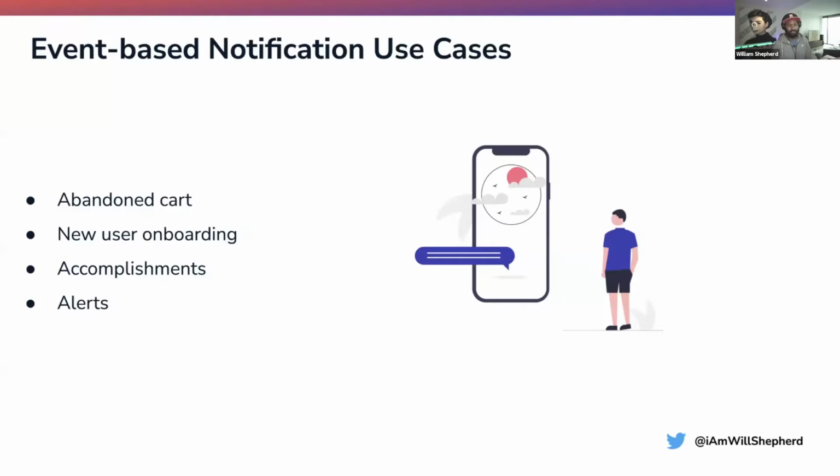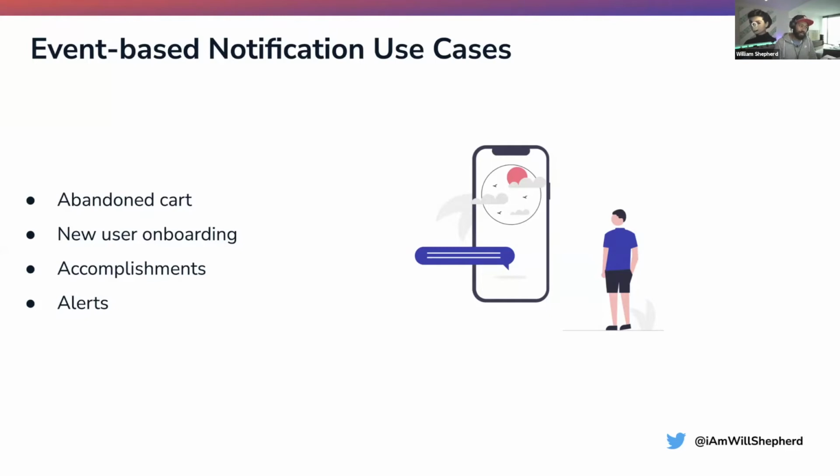So what are some of the use cases? The most popular use case is likely going to be the abandoned cart use case, and that's where a person has put some items in their shopping cart. Maybe they go off to another page, and then you want to make sure that they actually buy the items that are in their cart. So you can send a notification.